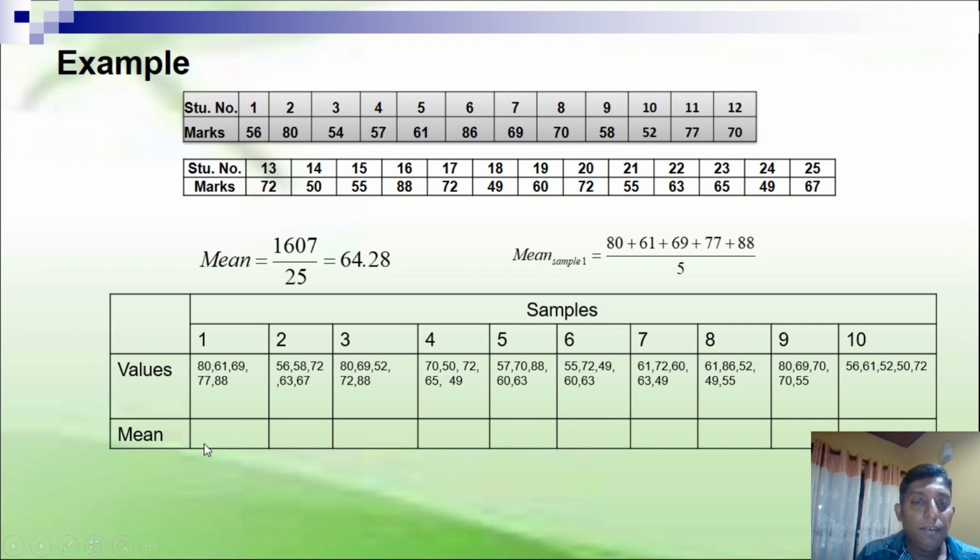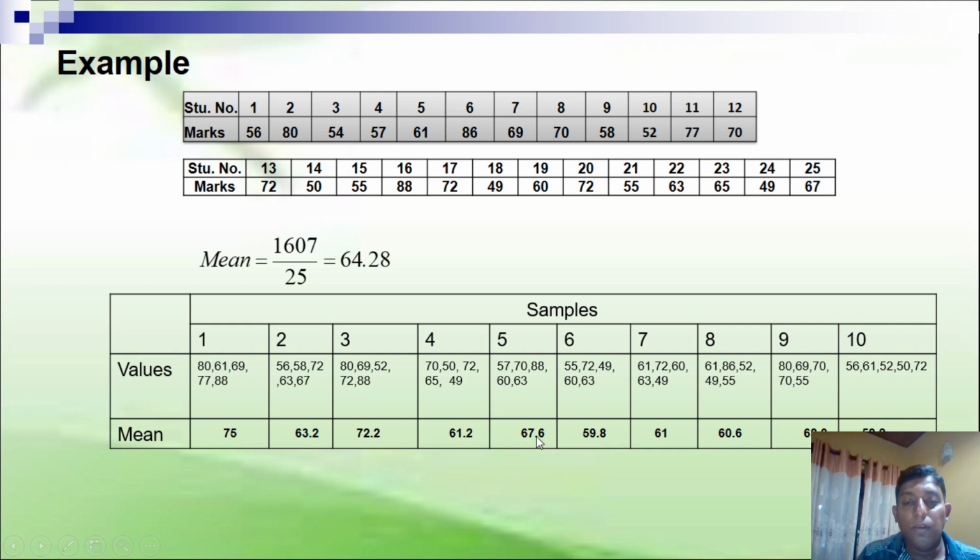Now see how to calculate the mean for the first sample as indicated here. Just add these 5 numbers, then divide by 5. The sample mean of the first sample is 75. Likewise you can calculate the mean value of these 10 samples. Now these values we call a sampling distribution. That means these are the values that can be assumed for the sample statistic x bar, right? 75, 63.2, 72.2, 61.2, 67.6, likewise. These things we call sampling distributions.